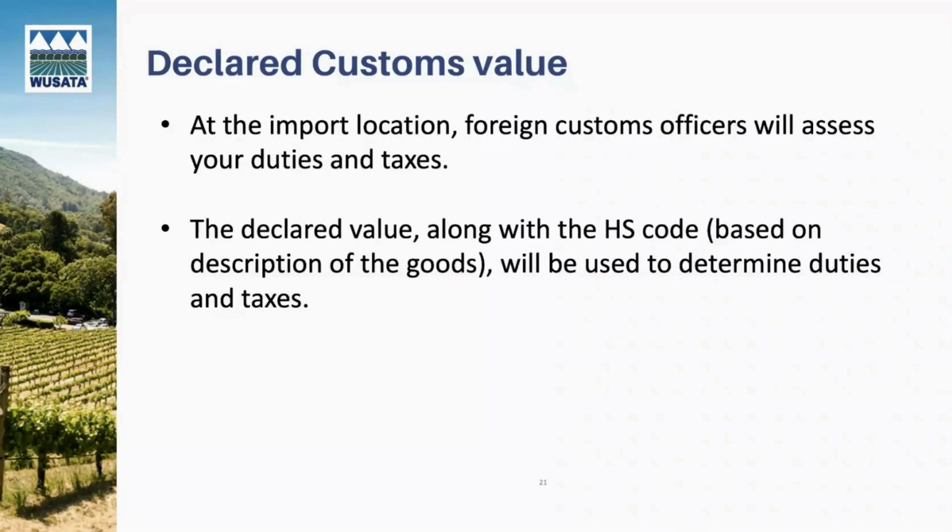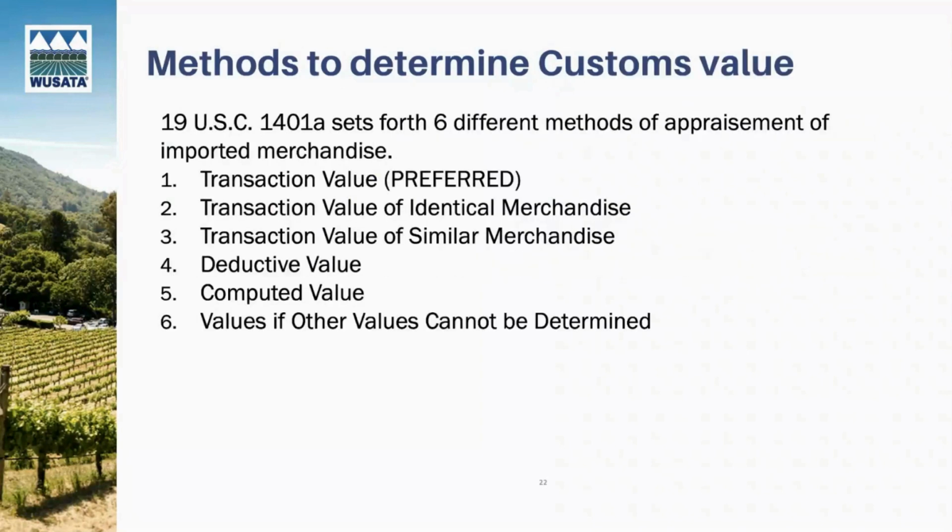Now, the declared value: there are 6 different methods by the World Customs Organization, signed by over 150 countries. And these are the 6 methods that you should be using in sequential order. The most common is the sales price of your item. It's also known as transaction value.